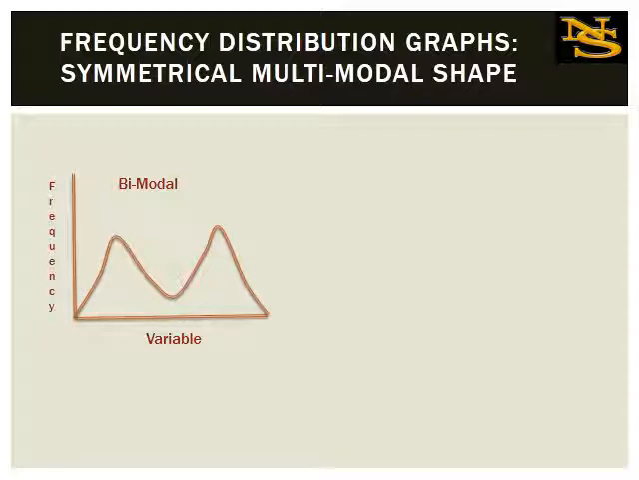Now let's take a look at a bimodal distribution. In the normal distribution, there was a single mode, and mode just means the most common, most frequent value. But here you can see there's two peaks. There's two values that are very common or frequent.